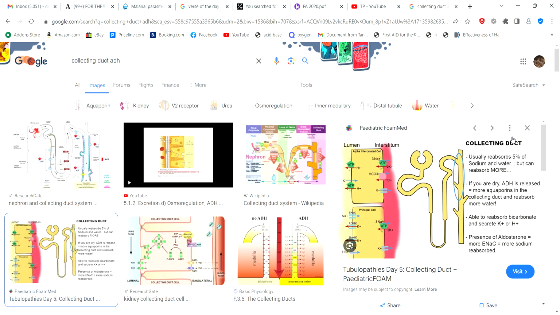If it becomes impermeable to water, that means no water can leave the collecting duct. And then the collecting duct becomes very dilute, and that's how you get dilute urine. And if you have dilute urine, that means your body is peeing out all its water. That's why you become dehydrated. Okay, this is what happens if you don't have ADH.